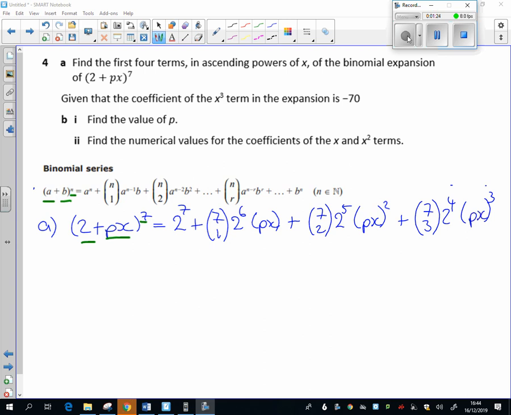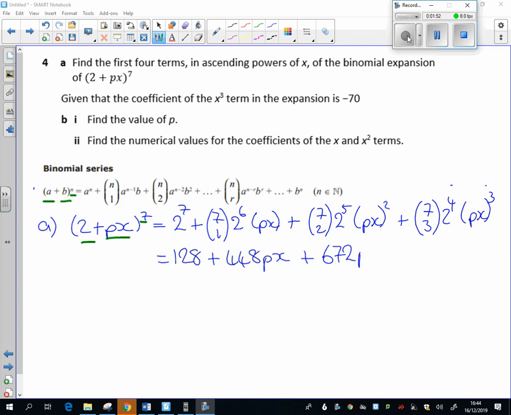Okay, so 2 to the power of 7, 128. 7 choose 1 is going to be 7, but you can just put that straight into your calculator. So 7 choose 1 times 2 to the power of 6, and then just times px. So that will just be 448px. Right, so then here, again, straight into the calculator, 7 choose 2 times 2 to the power of 5 works out as 672. And then I do need to fully simplify everything.